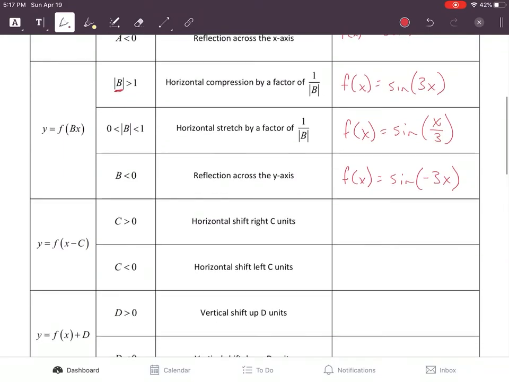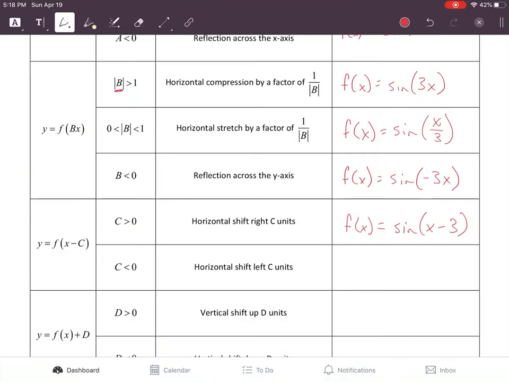All right, next, horizontal shifts. Okay, if the c value is going to be bigger than 0, it's going to be a shift to the right, because in the formula it's a negative. I had to think about that for a second. So how we would see this, we have f of x is equal to the sine of x, and if we're going to the right, it's going to be minus, let's say, 3. Okay, so it's going to go to the right by 3.